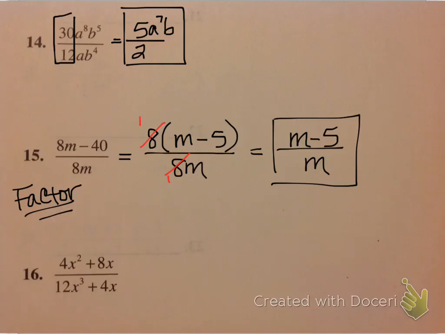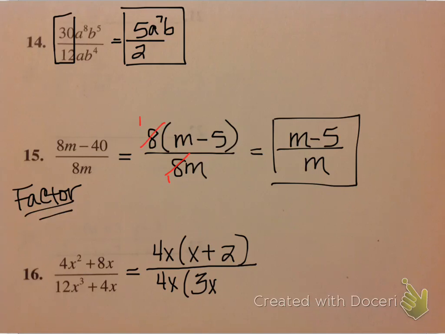So let's look at this one down here at the bottom. Looks like we have a little bit more factoring to do. In the numerator, I have 4x squared plus 8x, so they definitely have a 4x in common. That's going to leave me x plus 2. Take out that GCF. And my denominator looks like it also has a GCF of 4x. And that leaves me with 3x squared plus, well, that would be 1.